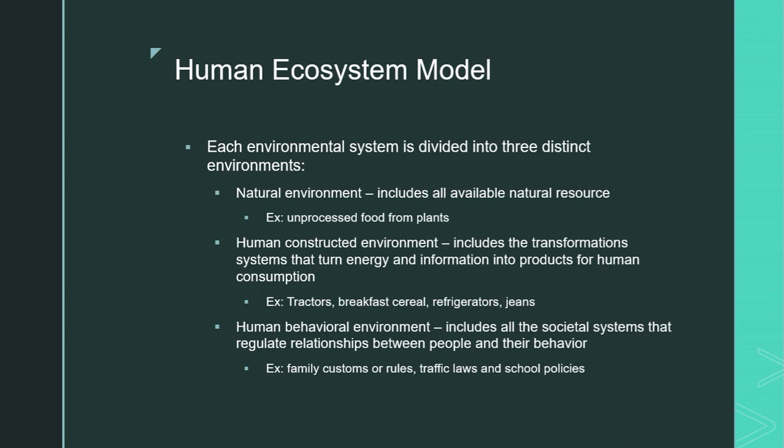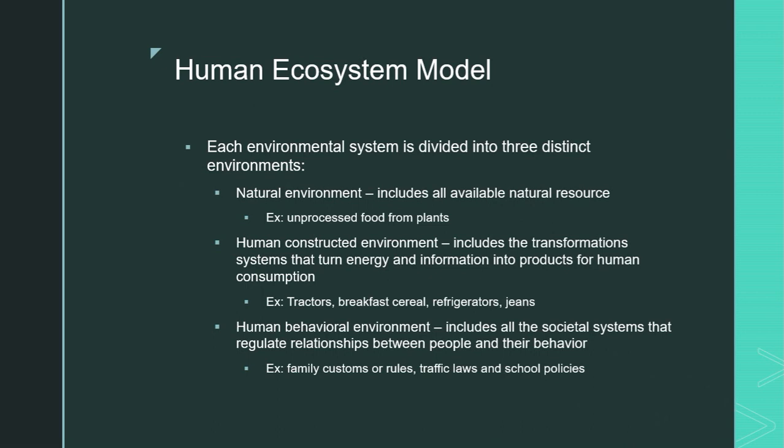And so the human ecosystem model includes the natural environment, the human constructed environment, and then the human behavioral environment. So the natural environment would be things like our genes, like our DNA, biological things that we have no control over, something that we're born with. Also things that are in the natural world, like a water supply, the food that is grown, the vegetation that's around us, basic things that are in our environment that are biological.